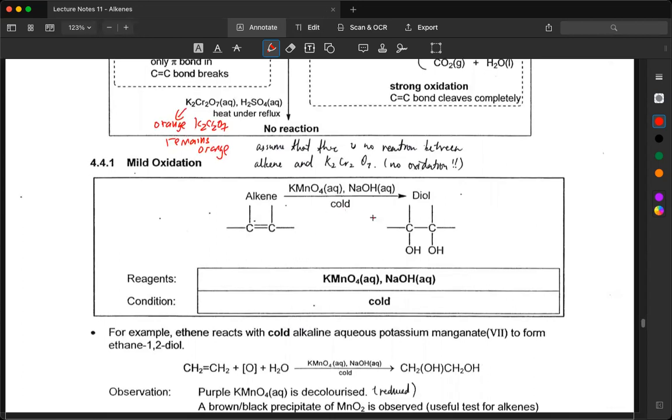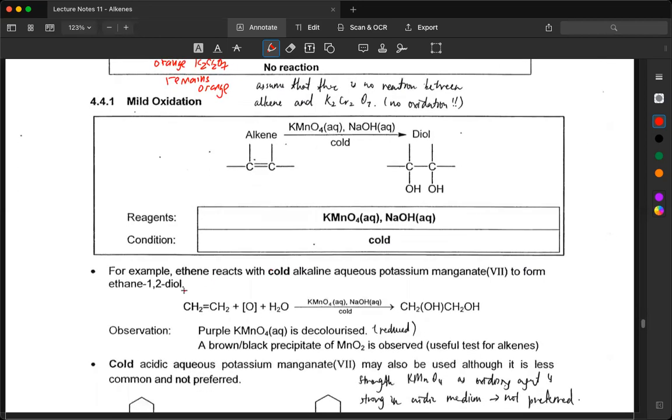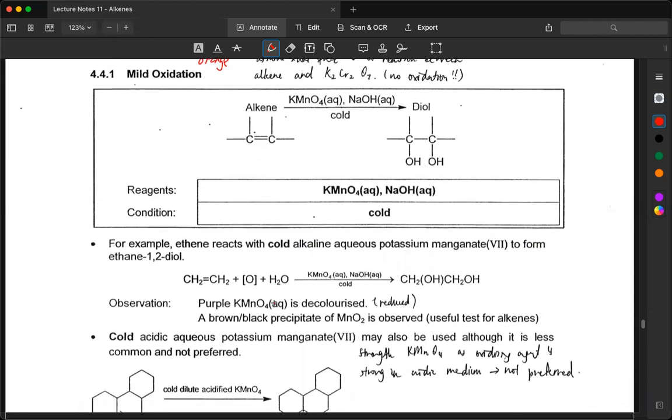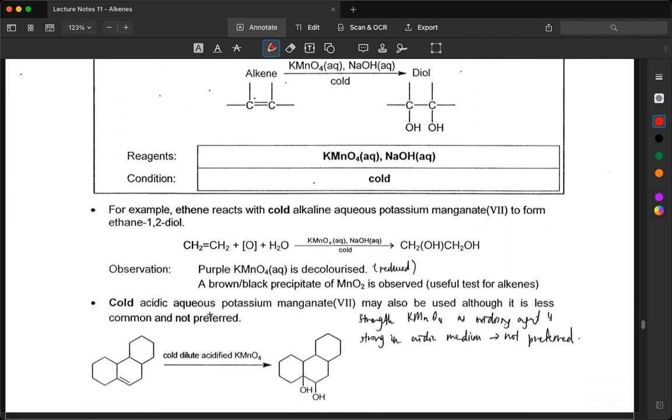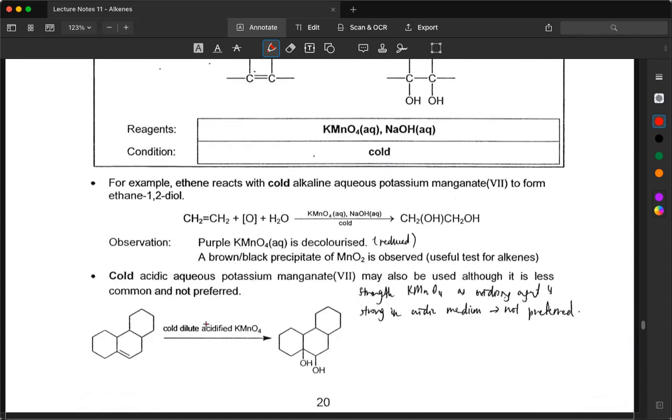Now, what happens during this mild oxidation that a diol is formed? For example, ethene reacts with cold alkaline aqueous KMnO4, so you form ethane-1,2-diol. Not only is the purple KMnO4 decolorized, you also form a brown or black precipitate of MnO2. You can also use cold acidic potassium manganate, but it's less common and not preferred.